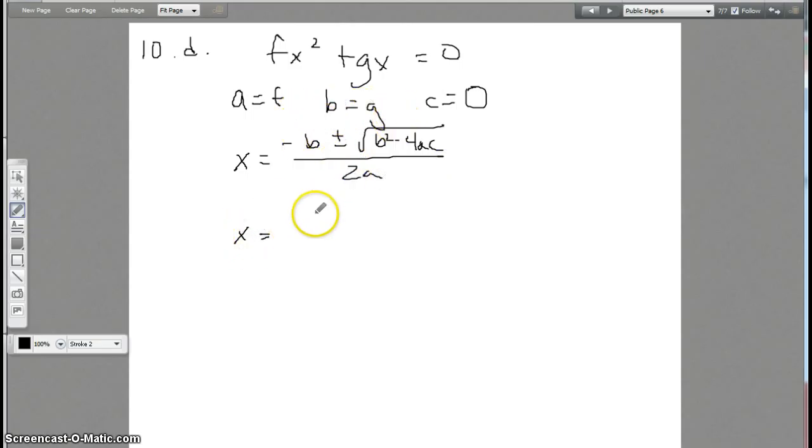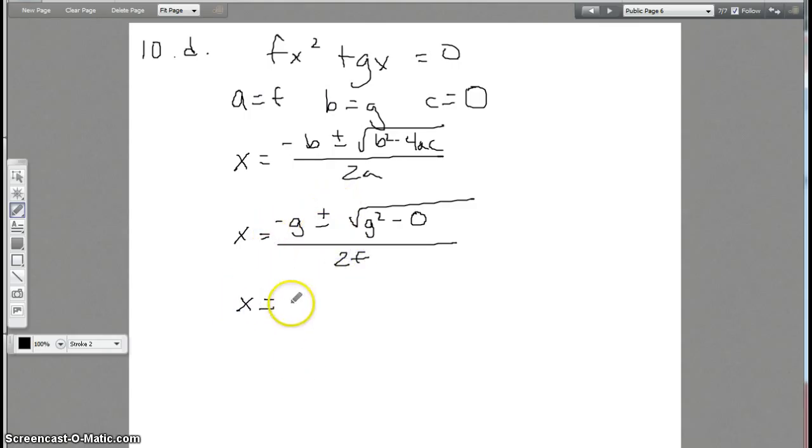-b, our b is g, so -b is going to be -g, plus or minus the square root of b squared. Since our b is g, when we square it, we get g squared, minus 4 times a times c. 4 times f times 0 is 0. All over 2a, our a is f, so that's going to be 2f. So what we end up with here is x is equal to -g plus or minus the square root of g squared, which is just g, and then this is over 2f.